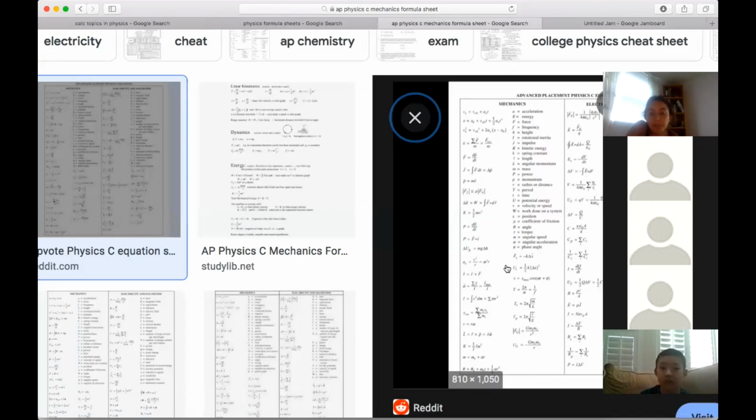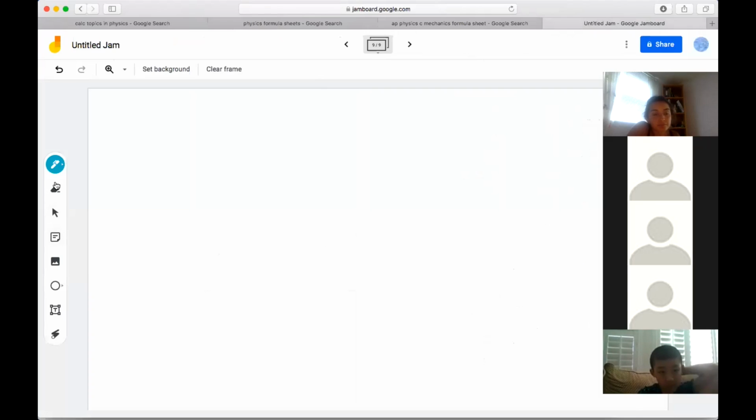So for example, we have torque equals r cross F. And r cross F is really just rF times the cosine of theta. So you're going to have to remember that for the test. So cross. And this is called a cross product.